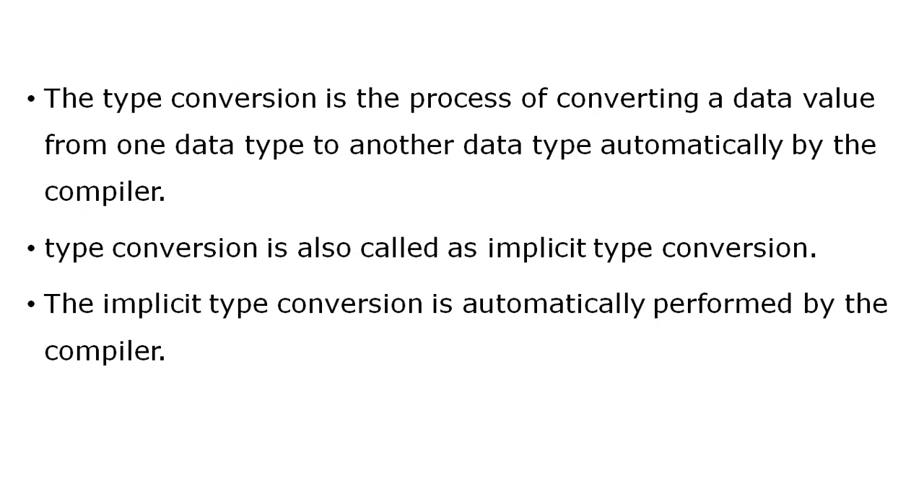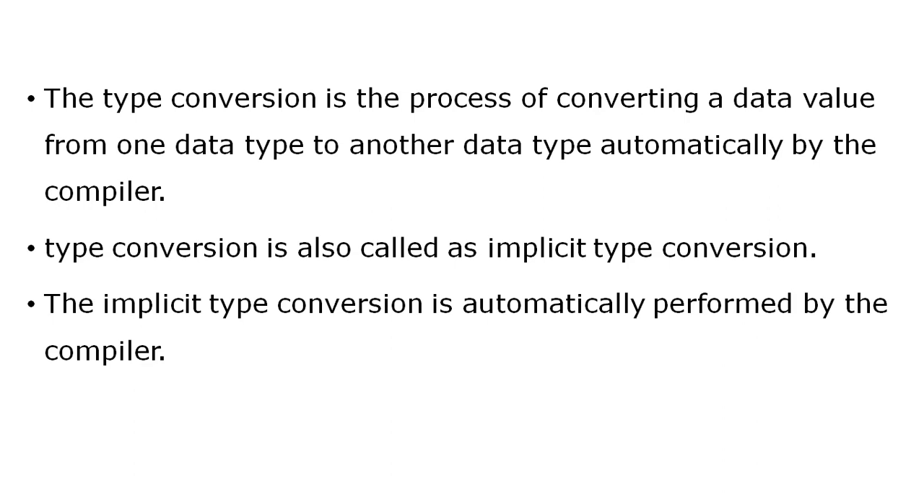The type conversion is the process of converting a data value from one data type to another data type automatically by the compiler. This type conversion is also called implicit type conversion. The implicit type conversion is automatically performed by the compiler.